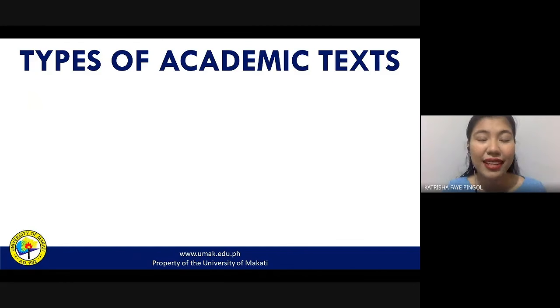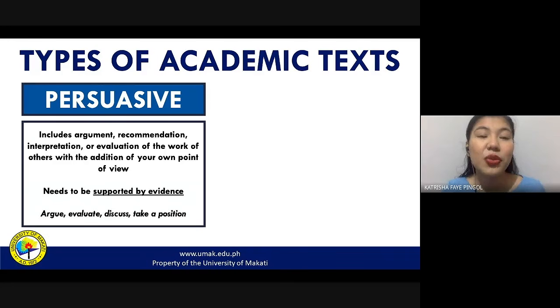The third type of academic text is persuasive. So when we say persuasive academic text, it simply includes arguments, recommendations, interpretations, or even an evaluation of the work of another. Now, why do we do that? Because we want our readers to believe in whatever we are saying. That's why it's called persuasive. You are trying to present certain things that would affect or influence the way that your readers think, okay? Or the way that your readers will consider this particular concept or particular idea.